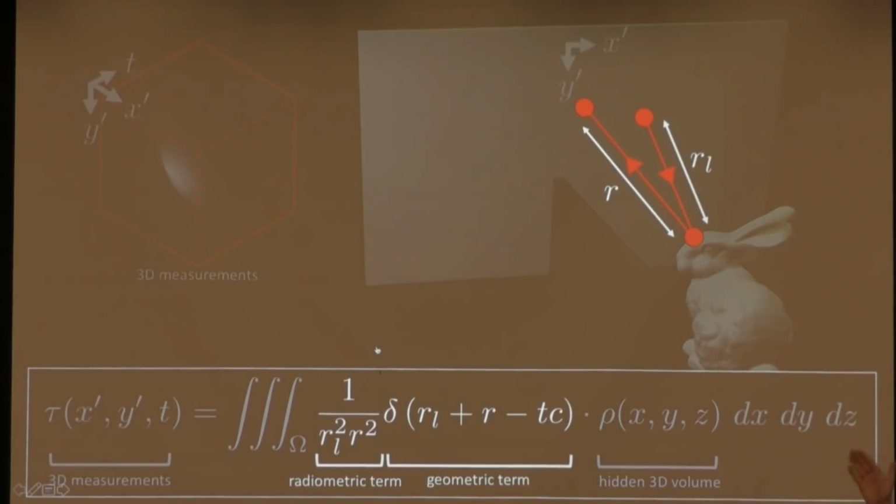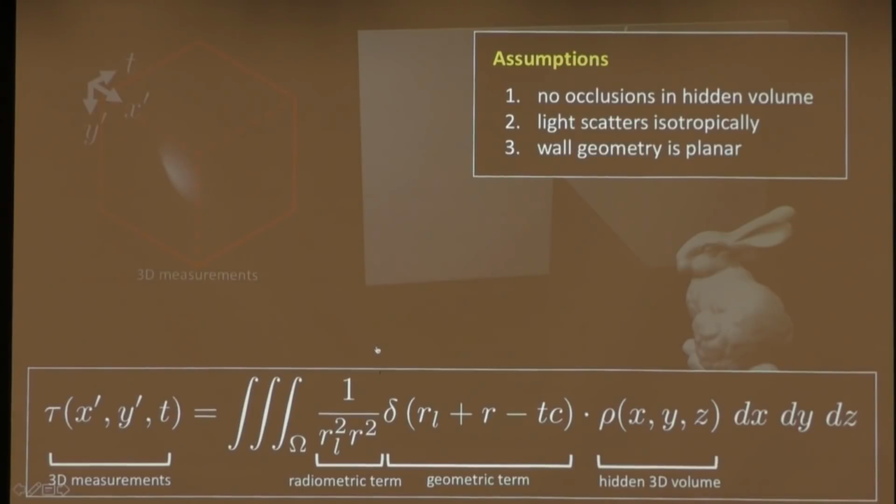And the hidden scene and the measurements are related by this operator here, which is separated into a radiometric term and a geometric term. This describes how light travels from different parts along a wall to an object and back again. Here, R_L and R represent the amount of light that's lost. One over R_L squared and one over R squared represent the inverse square law: how much light is lost when light travels from one part on the wall to the object and then back again. And this delta term represents the relationship between how far light had to travel from a point on the wall to the object and back, and the time it took for light to travel through that hidden scene.